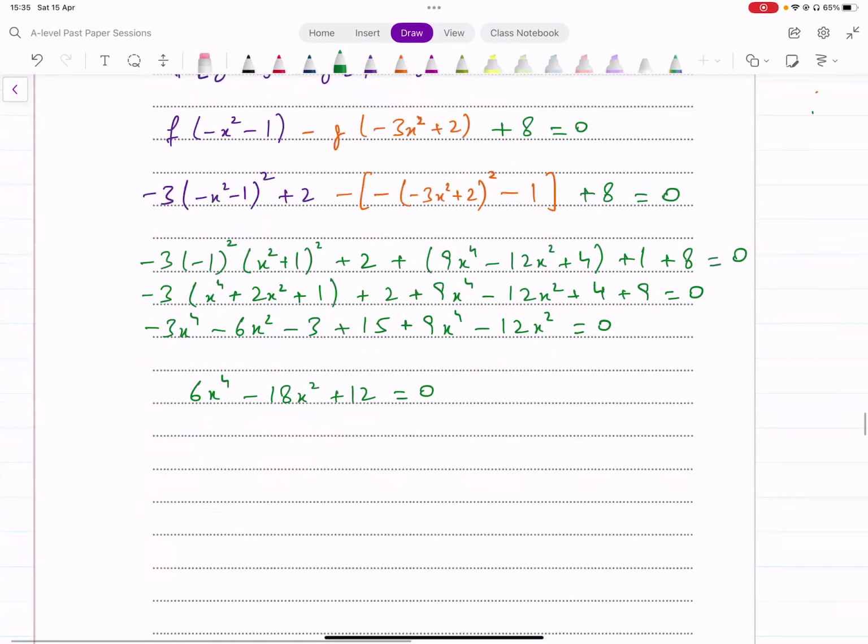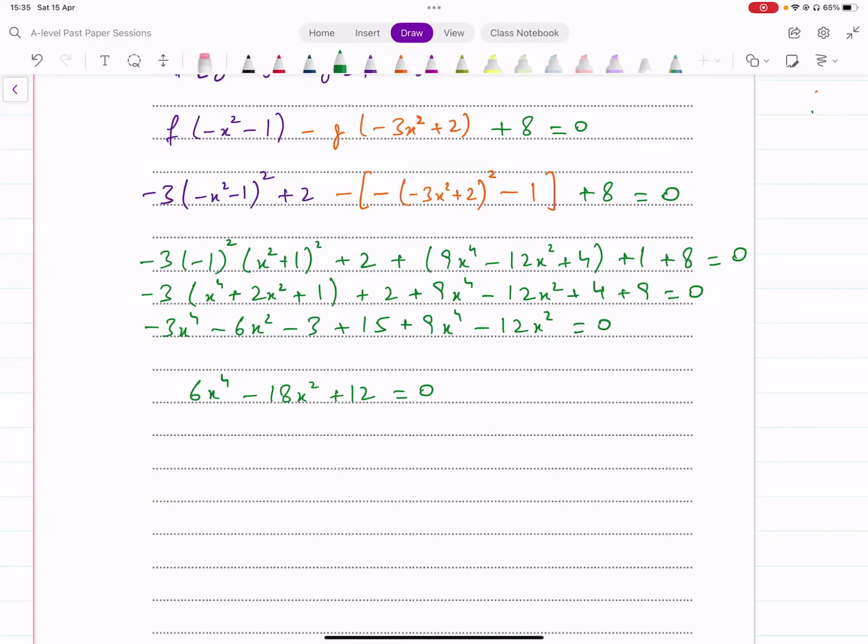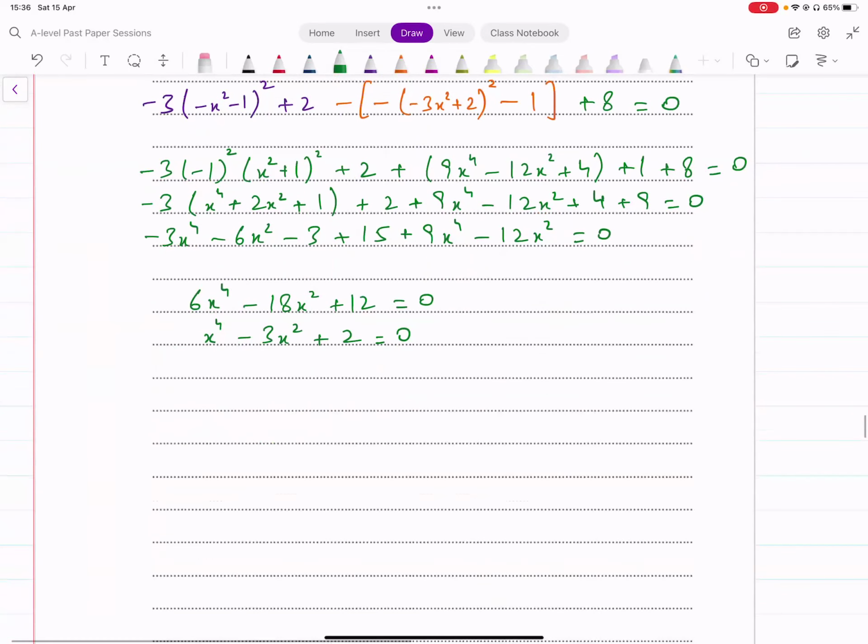We can simplify this, divide the whole equation by 6. And that gives you x raised to power 4 minus 3x squared plus 2 equals 0. Now, again, it's a hidden quadratic equation. You can treat it like a quadratic. You can use a substitution if you want. If you're comfortable doing it directly, that's also fine.